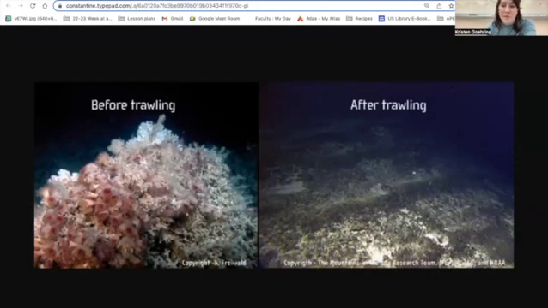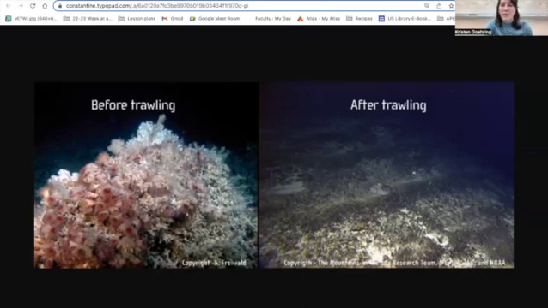This is an example of before and after on a deep coral reef. So this is a deep water coral that takes hundreds of years to grow and can live for a really, really long time. This is before and after trawling of the same location. As that net is dragged along the bottom, it is demolishing all of the stuff in its wake.